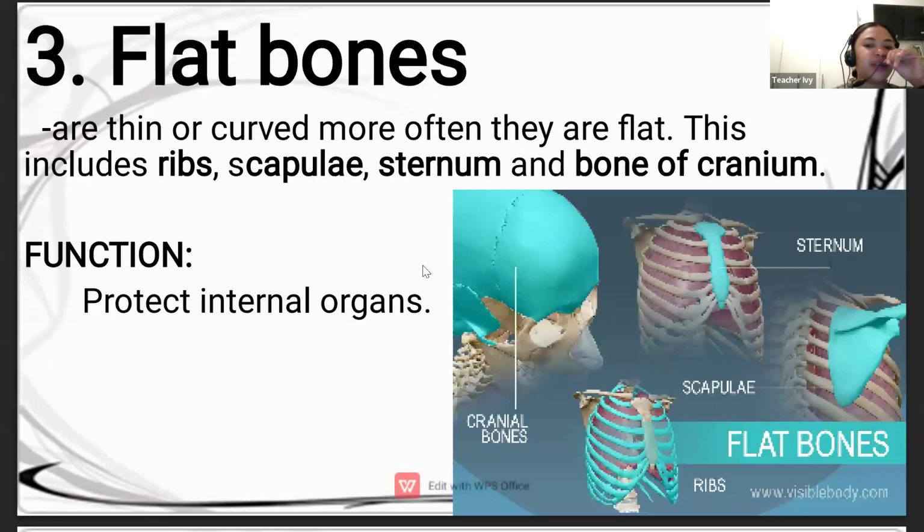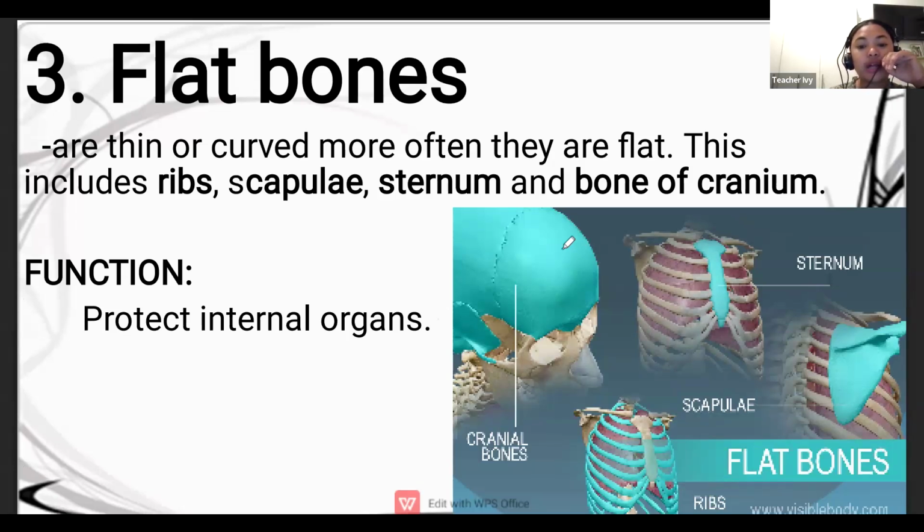Flat bone. So you already know the flat bone. The flat bone that I keep giving you as an example is the ribs, right? But there are a lot of flat bones in our body that I haven't mentioned. So they often are flat and it includes, as you can see, I will let you see it. What are those you have here? Our cranial bones, the bones that are found in our skull, those are also flat bones.